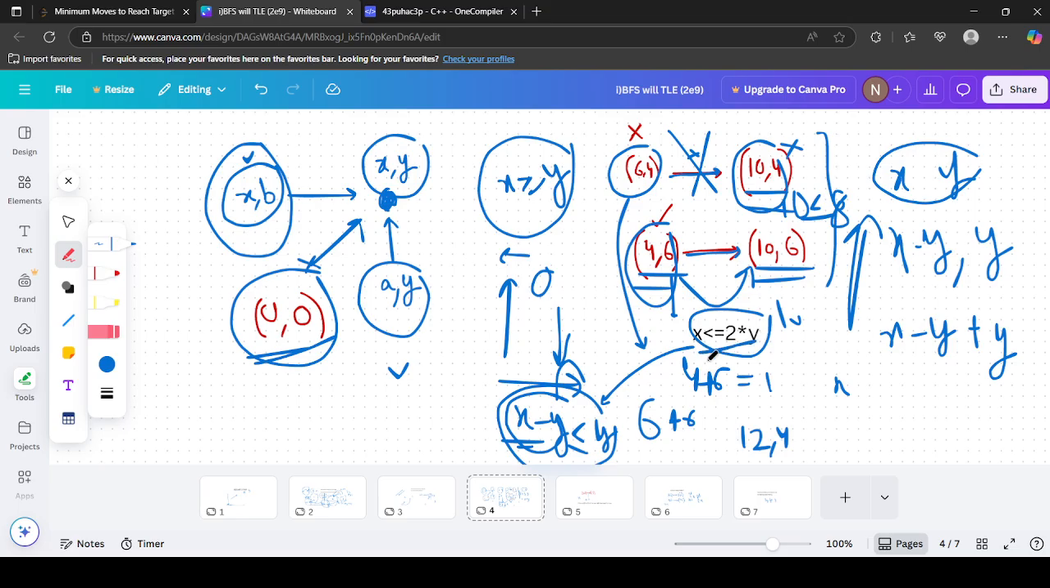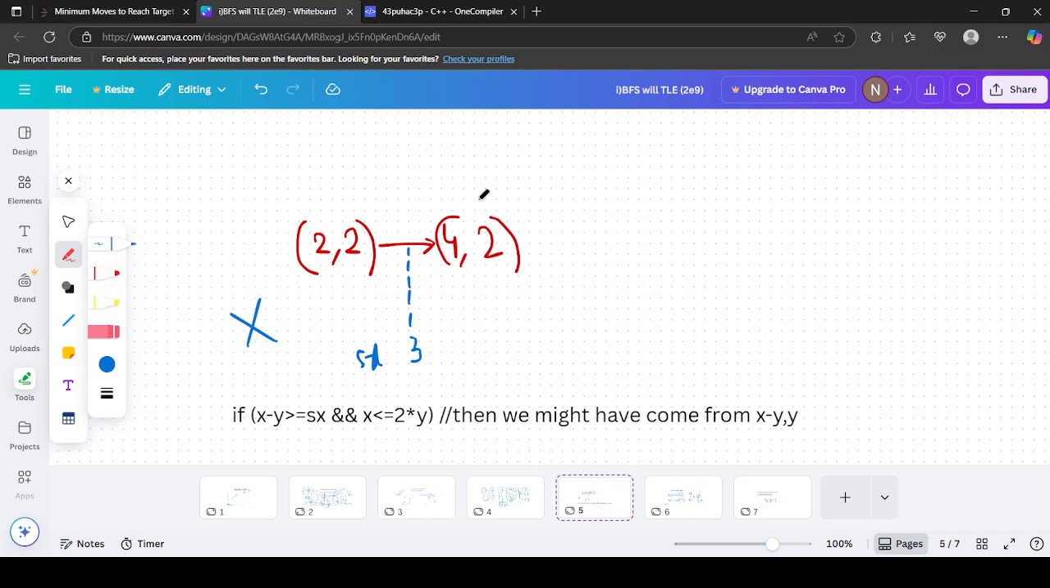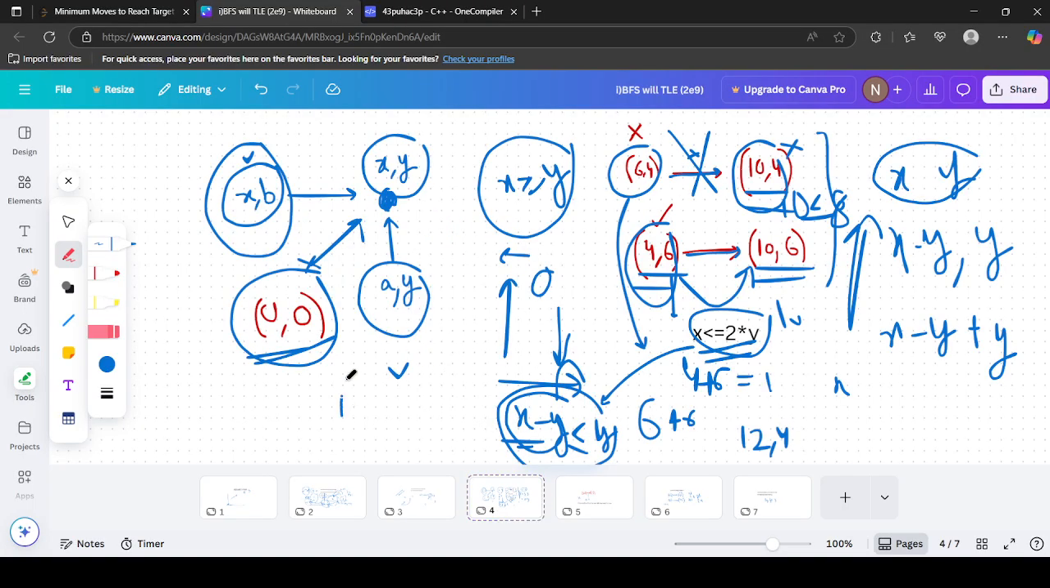So if x is less than or equal to y, only then the old point can be x minus y comma y. So this is the first condition. And now, is that the only condition so that we can reach from the other point?